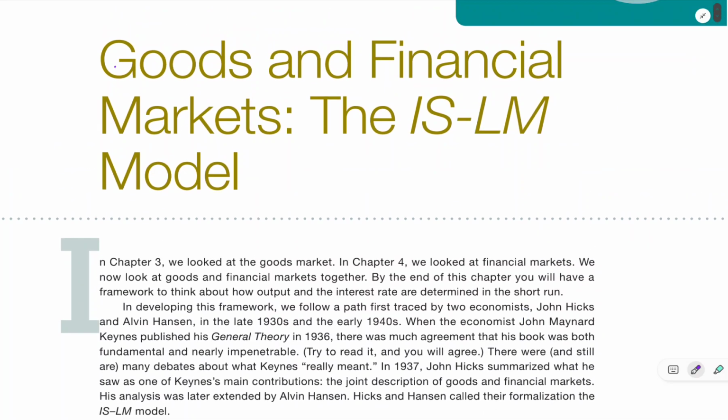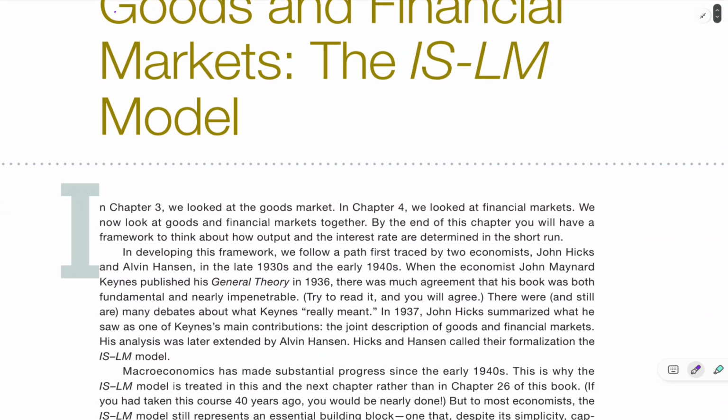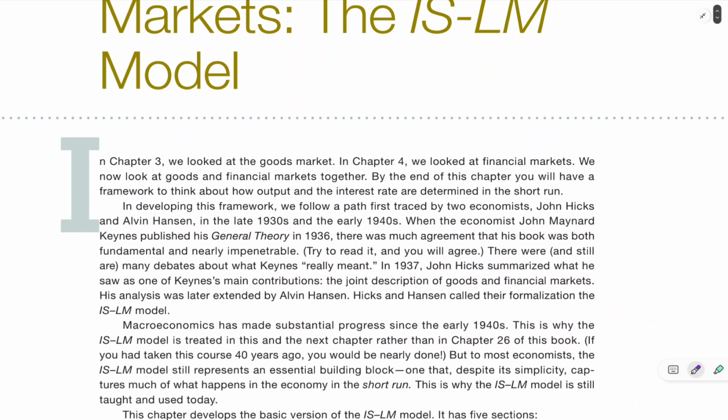The chapter name is Goods and Financial Markets. That's the IS-LM model. In chapter 3, we looked at the goods market. In chapter 4, we looked at financial markets. We now look at goods and financial markets together. By the end of this chapter, you will have the framework to think about how output and the interest rate are determined in the short run.